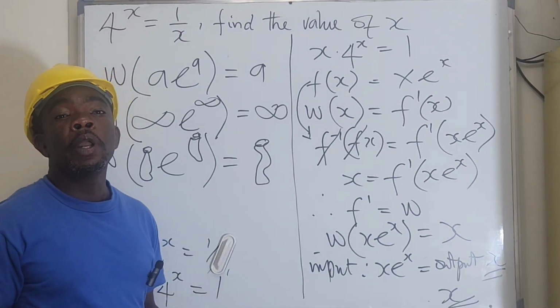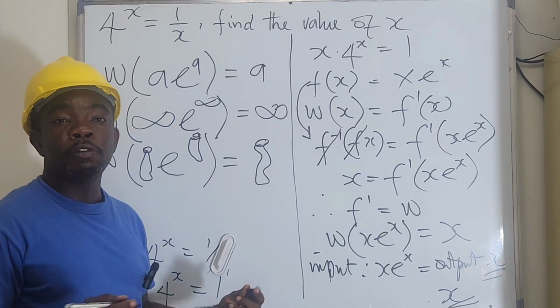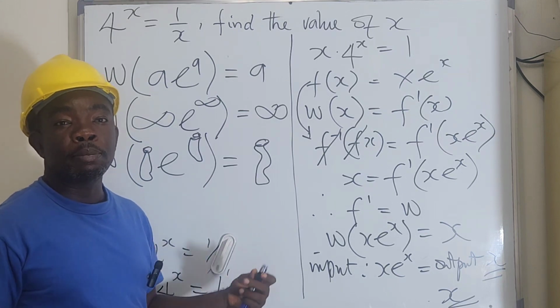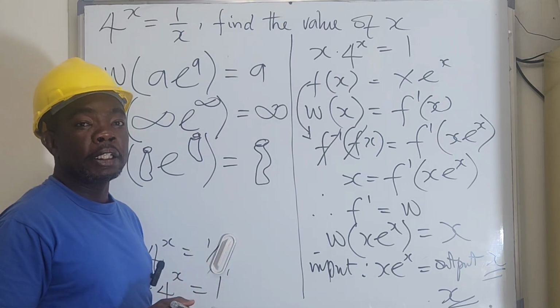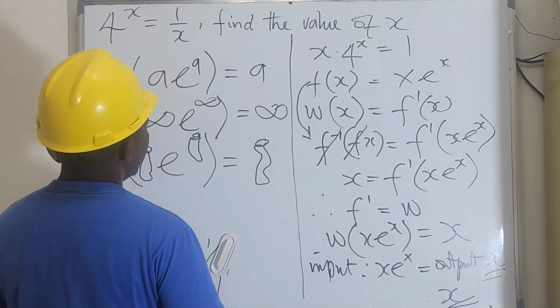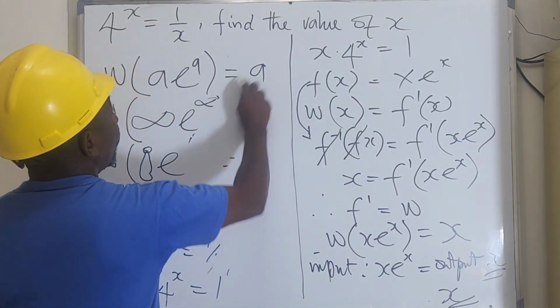Going forward, we are going to use this Lambert W function to solve some of our problems in exponential equations. So we need to clean this to continue our equation.